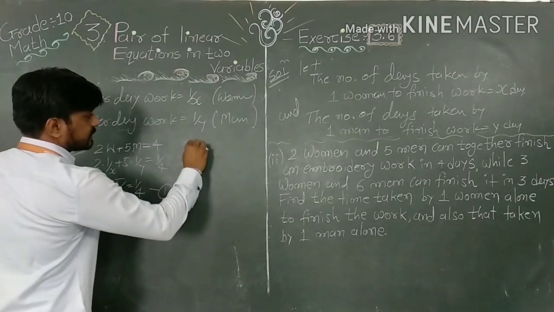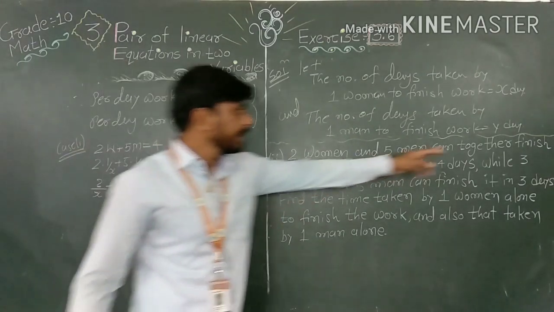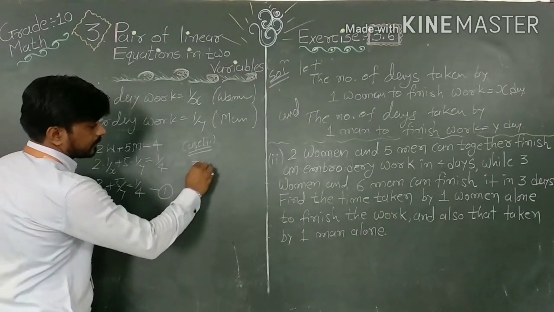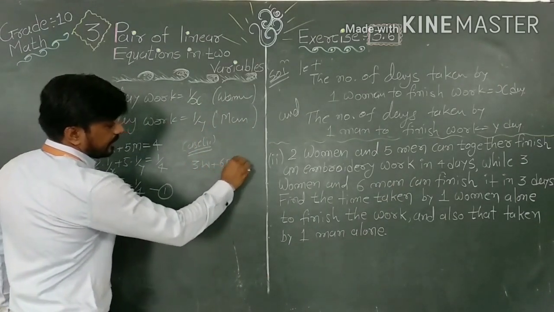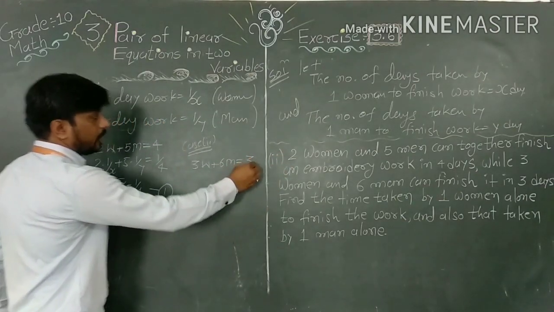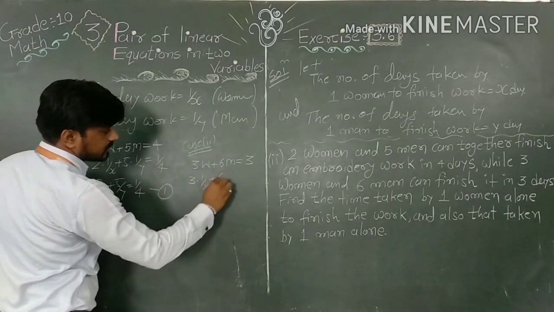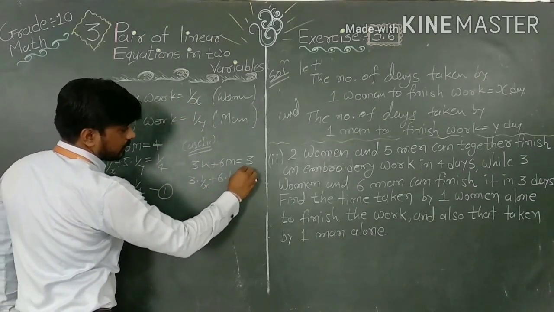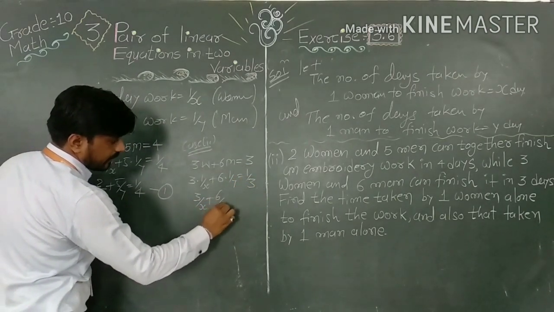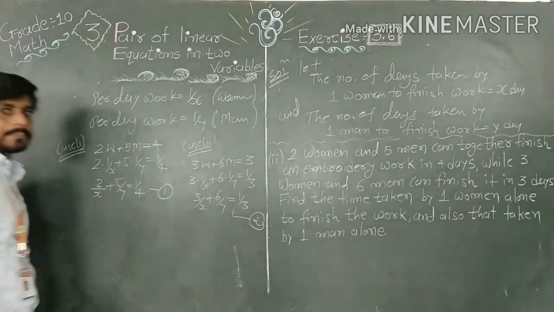Now what is case 2? Case 2. This time 3 women and 6 men finish together in 3 days. Okay. Now put these two values here. 3 into 1 upon x plus 6 into 1 upon y is equal to 1/3. That means 3 upon x plus 6 upon y is equal to 1/3. This is our second equation.